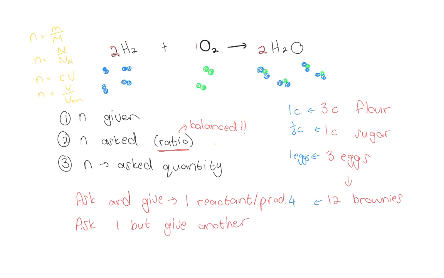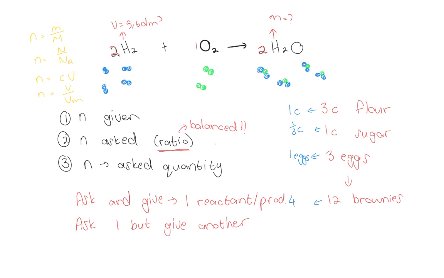For example, if they give you the volume of gas of your hydrogen, but they ask you about the mass of the water that is formed, then you know it's stoichiometric calculations. They ask you about one but give information about another one. And there you have it. The only thing that comes up now is my limiting reactant, so I'm going to do that in the next video.